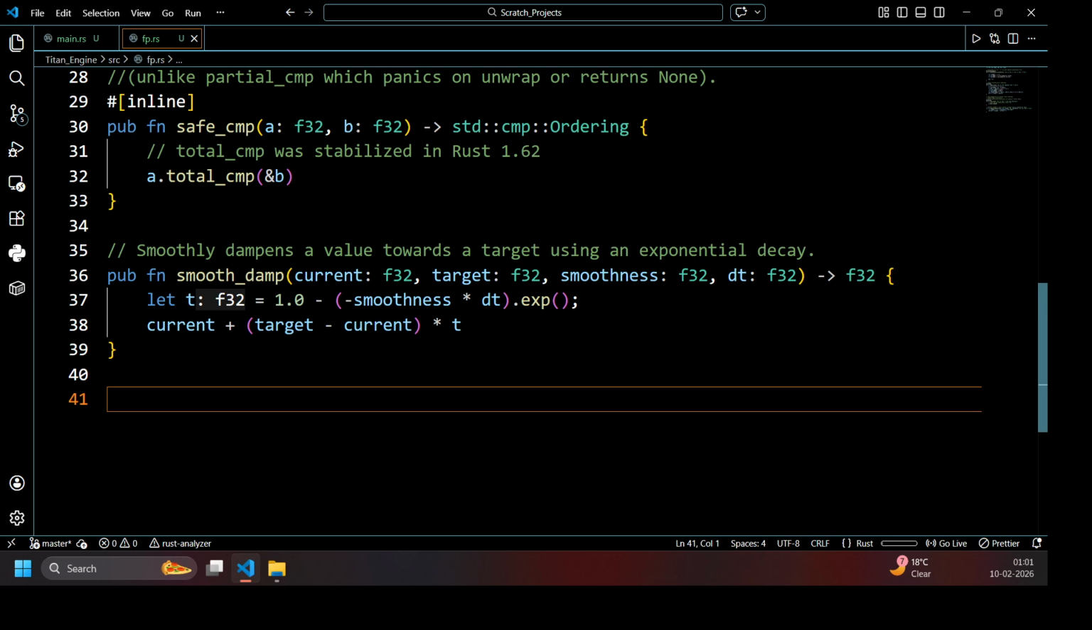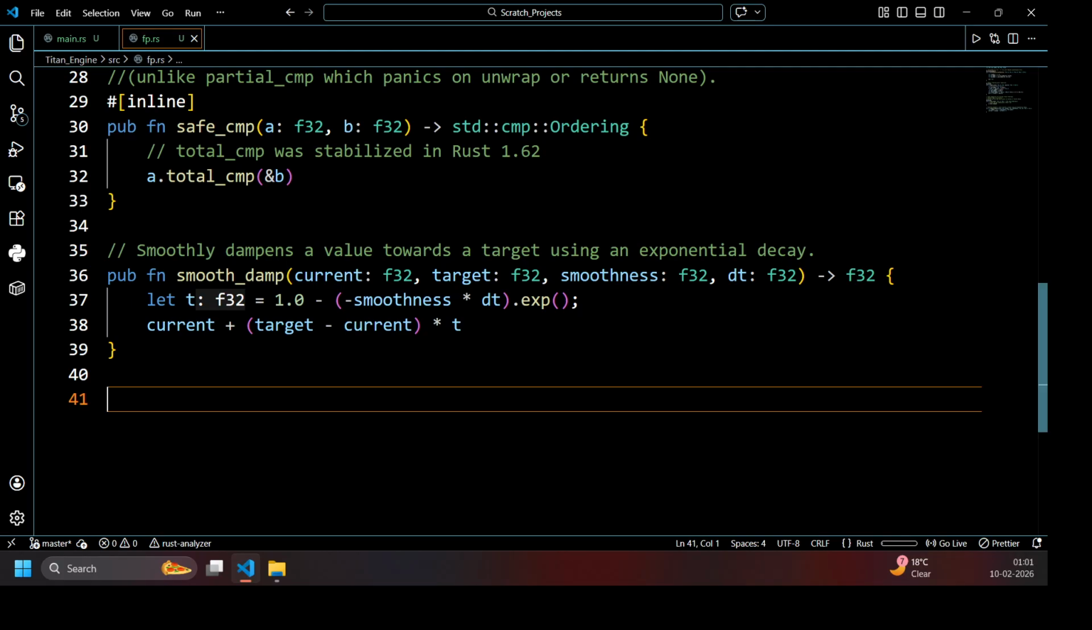Okay, we are almost done. We have these 4 powerful standalone functions. But the last part of the source isn't a function at all. It's a struct. Part 5: the struct F32, a wrapper type. This is the most Rusty part of the entire library. It's where we use the type system itself to enforce correctness.